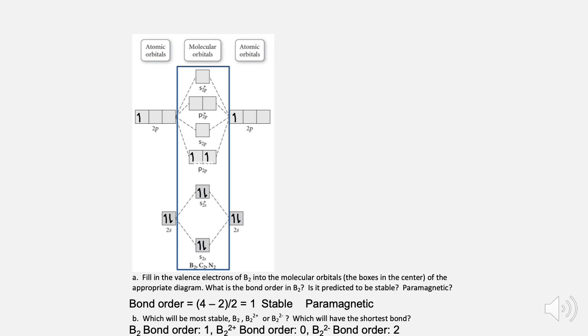I hope this has been a useful review for you of how to fill in molecular orbital diagrams and then how to interpret those to answer questions about bond order, stability, and magnetism.